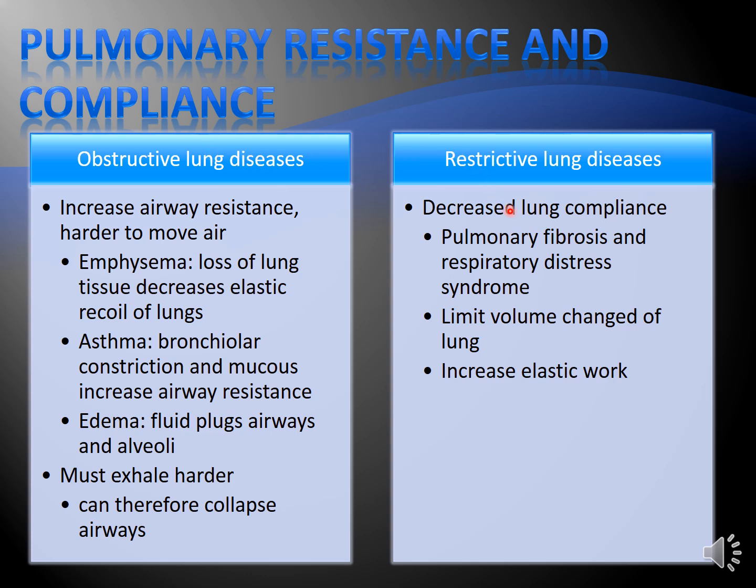Restrictive lung diseases are just things that make it hard to move the walls of the lungs themselves. So it's hard to inflate against kind of the stretchy rubber band of the lung. So pulmonary fibrosis makes the lungs stiff and kind of rigid so they don't inflate. And then respiratory distress syndrome, like we just said, makes it hard to inflate. Like the rubber band is a lot thicker as far as trying to stretch it.